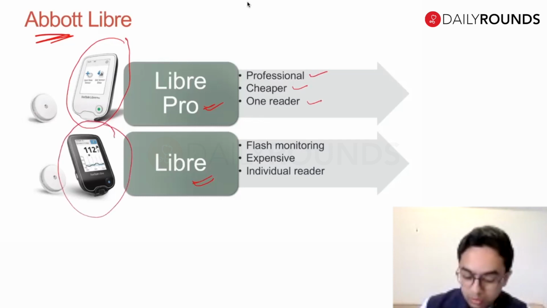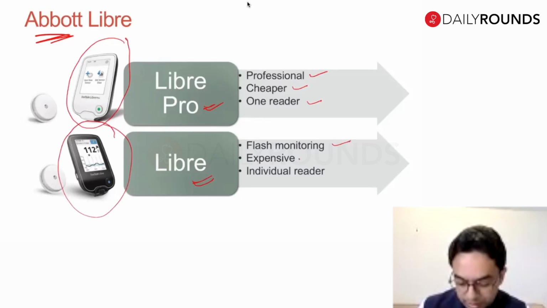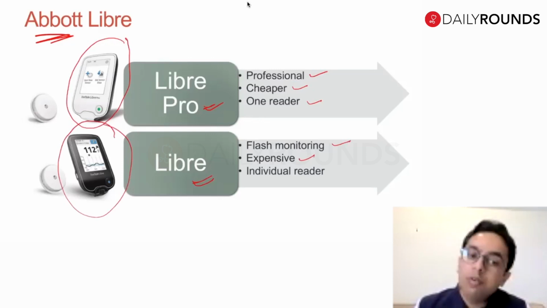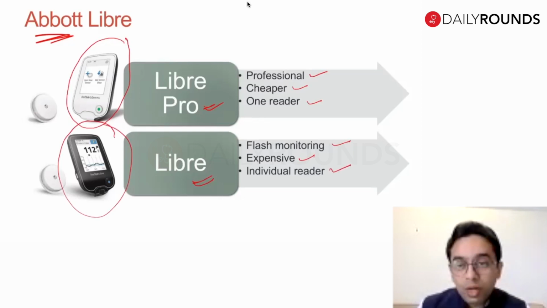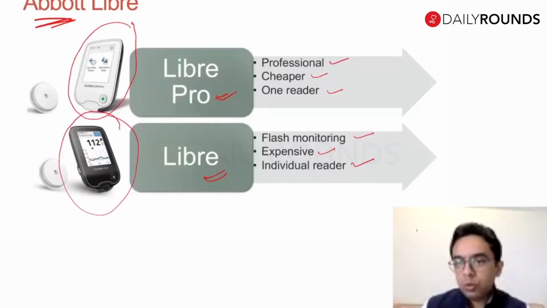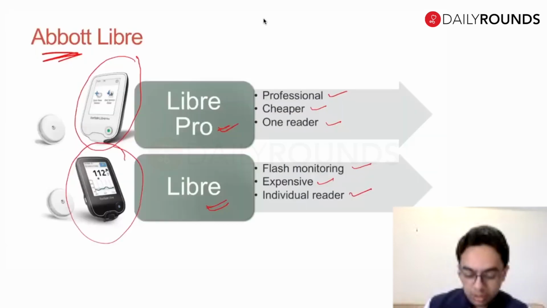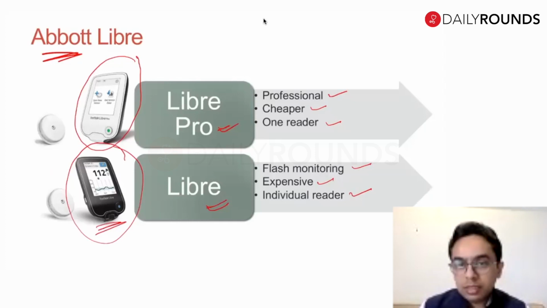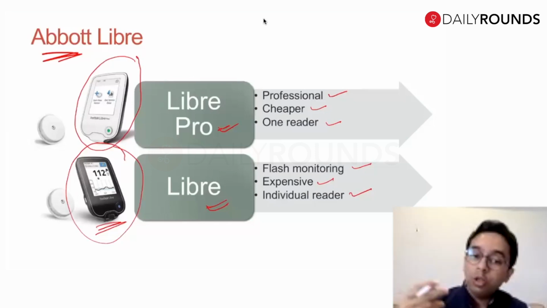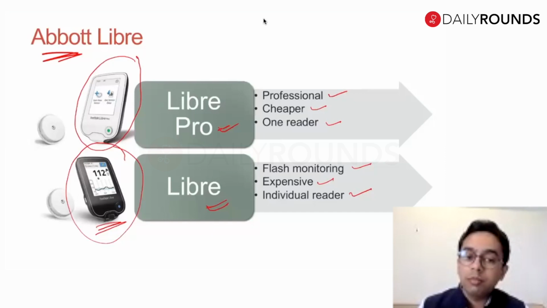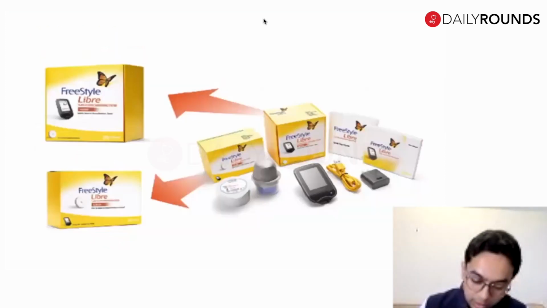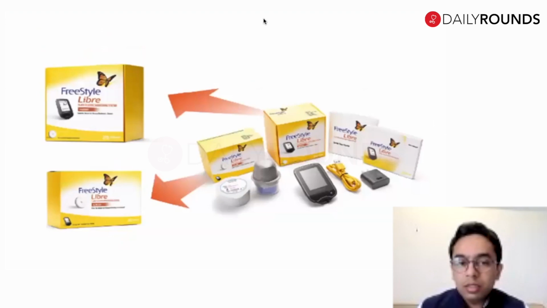The black one is the Libre one. It's a flash CGM. It is expensive. The reader would cost you around 5500, and the sensor would cost you around 5000. One reader is required for each sensor. That's the basic difference here, because the patient is going to take it, right? Here the patient will flash this reader against the sensor and check his blood sugar. So you have to give that reader to the patient, and it cannot be used for two sensors. Let's say husband and wife are both using sensors, they cannot use the same reader and both check on the same machine. It's not possible.